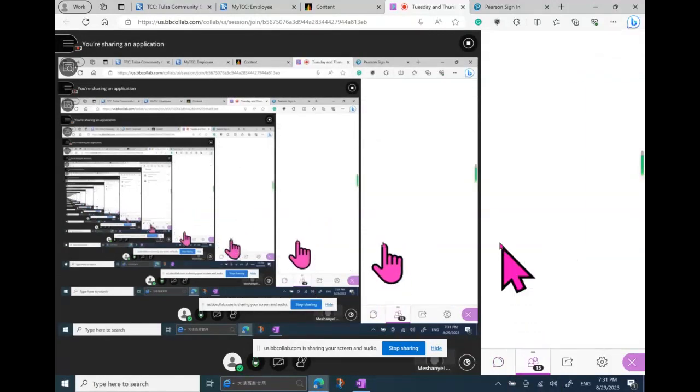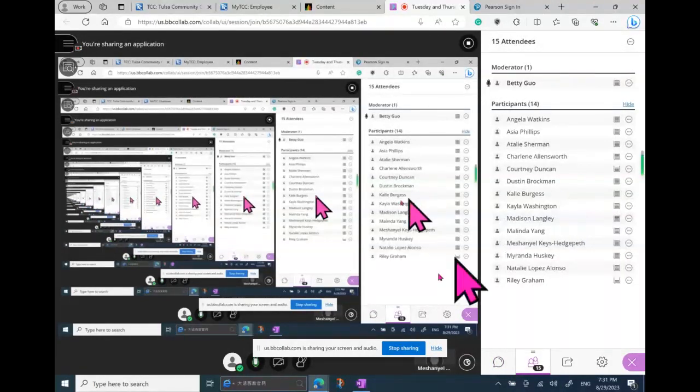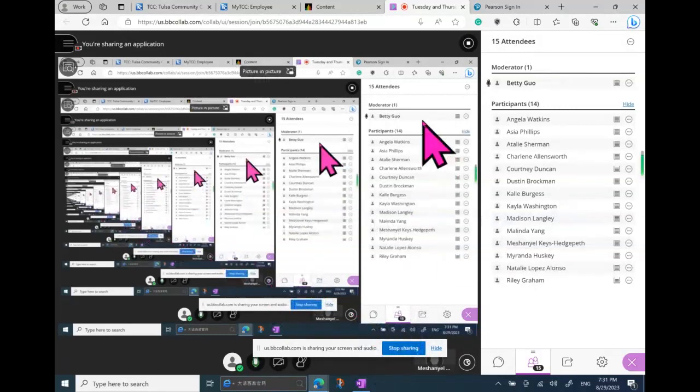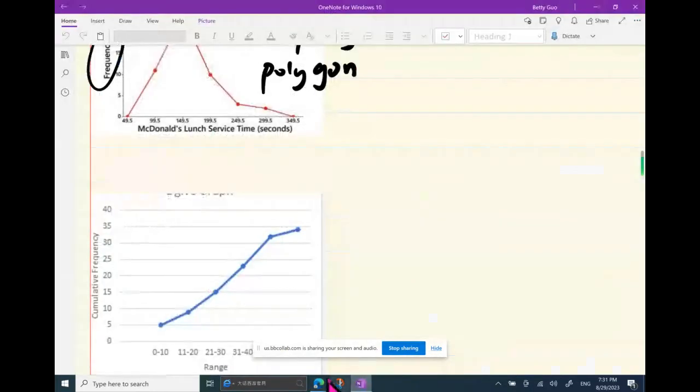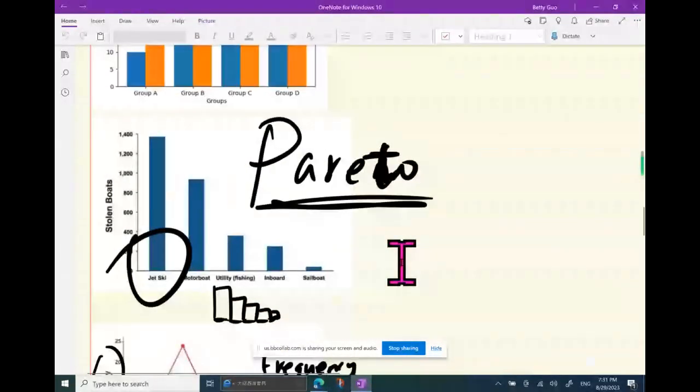So our plan today is to finish the graphs. We have a matching game to finish, right? And then we're going to start chapter 3 and finish section 3.1 today. Okay, so a bunch of graphs, right?